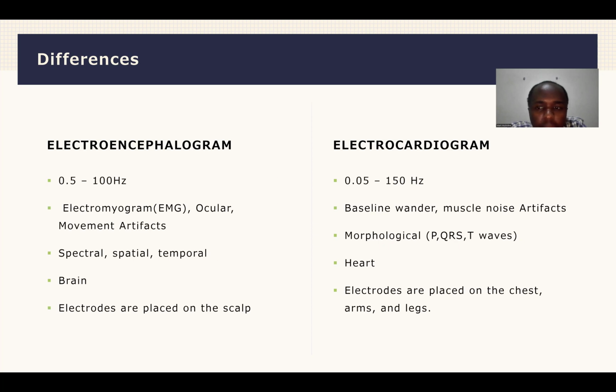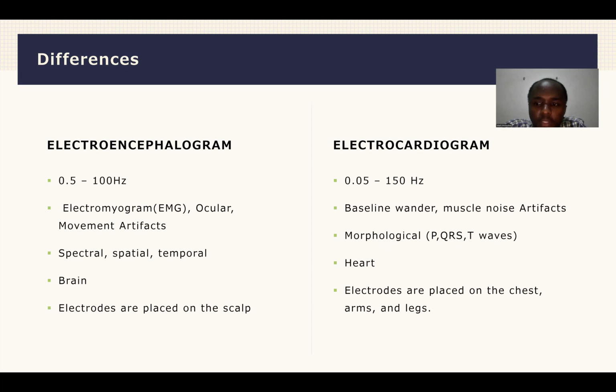Okay, let me just re-echo more about the details of the nature of the ECG signals. The ECG signals repeat in cycles corresponding to heartbeats. Another difference between them is that the EEG includes the spectral, spatial, and temporal features, while the electrocardiogram includes the morphological features. That's the P, the QRS, and the T waves, which I talked about in the previous slides.